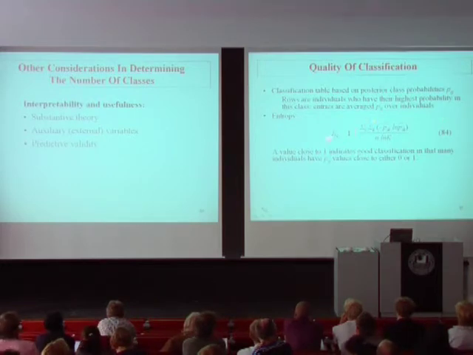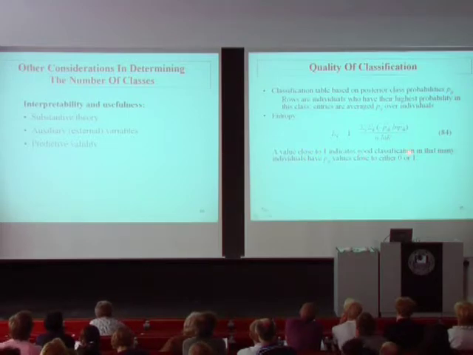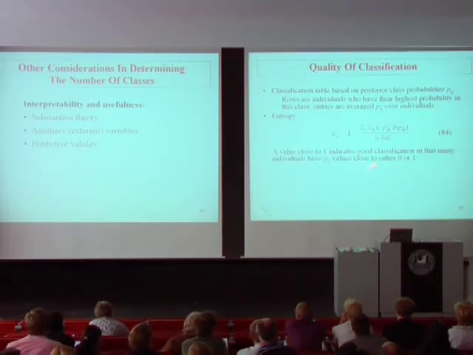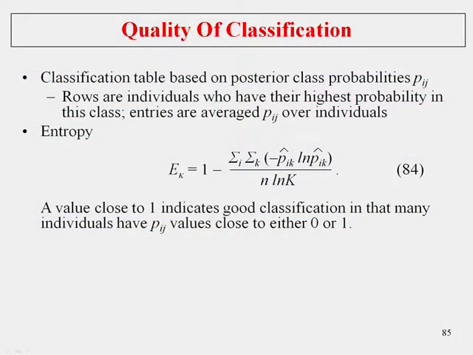84, where an entropy, it's a value between 0 and 1, close to 1 indicates good classification. Many individuals have posterior probability values close to either 0 or 1, so they're unambiguously classified. I go by the rule of thumb that if you have an entropy of 0.8 or greater, you are well off. You have a good classification going, and I will later refer to a recent paper which finds that 0.80 is a good cut point for other reasons too.